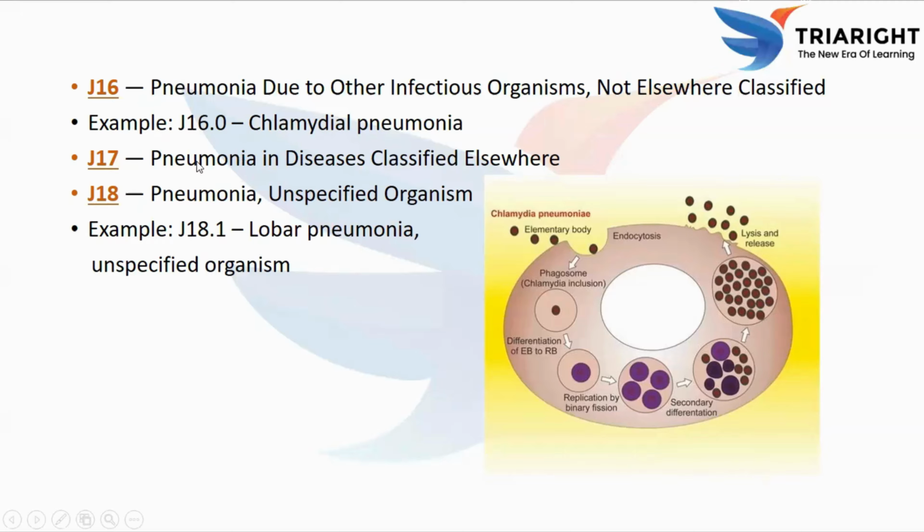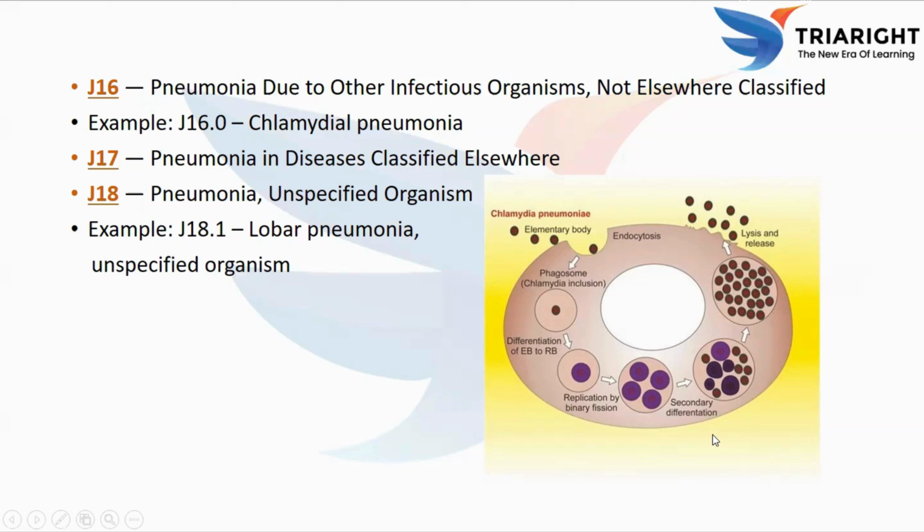For example, J16.0, chlamydial pneumonia. So what do you mean by chlamydial pneumonia? Chlamydia is a bacterium that infects the respiratory tract. So what are the symptoms? They include persistent cough, fever, and also mild pneumonia. These are often mistaken for a viral infection. Here you can see a clear picture of chlamydia pneumonia.